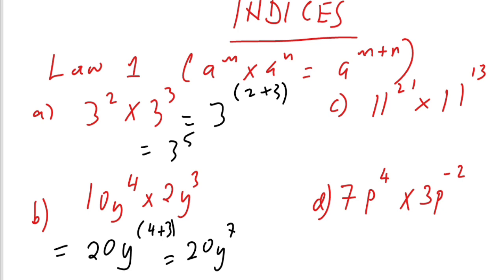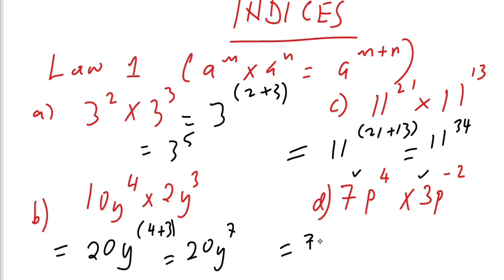Okay, so I hope you paused the video and now we're supposed to answer this question. So again, 11 to the power of 21 times 11 to the power of 13, you add those powers, 21 plus 13, since the bases are the same, so 21 plus 13 gives you 11 to the power of 34. Okay, as for this, we said you take this times this, so 7 times 3 gives you 21. So basically I already have 21 here, I don't need to write this one, so 21. As for the p, we add the powers. Remember, you're taking 4 plus negative 2.